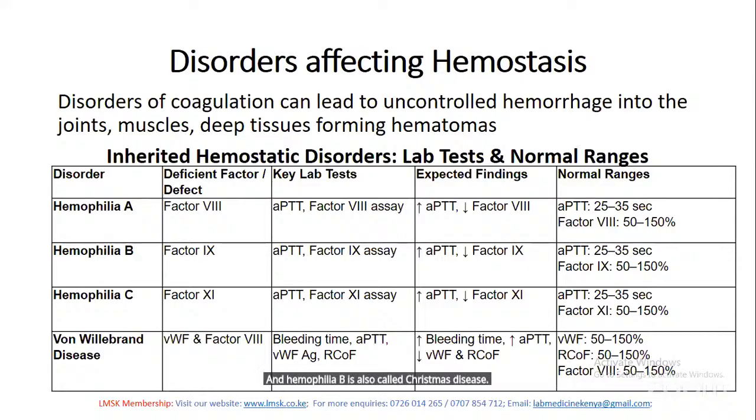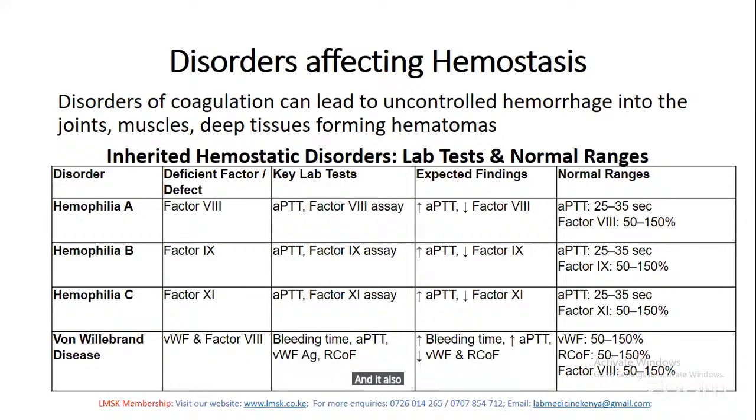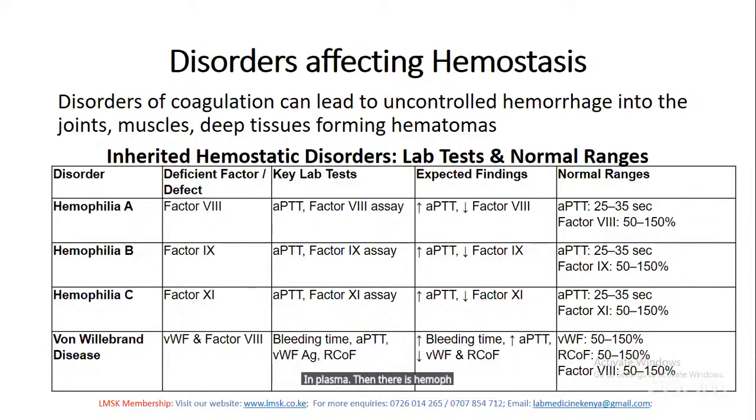Hemophilia B is the deficiency of factor 9, and factor 9 falls within the intrinsic coagulation pathway and is assessed through, one, use of activated partial thromboplastin tests, which is expected to occur within 25 to 35 seconds. And it also involves detection, identification, and quantification of factor 9 in plasma. Then there is hemophilia C. Hemophilia C is the deficiency of factor 11.